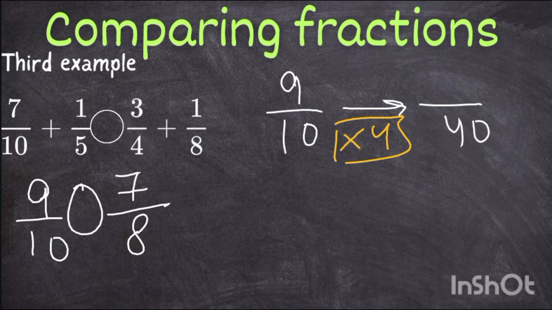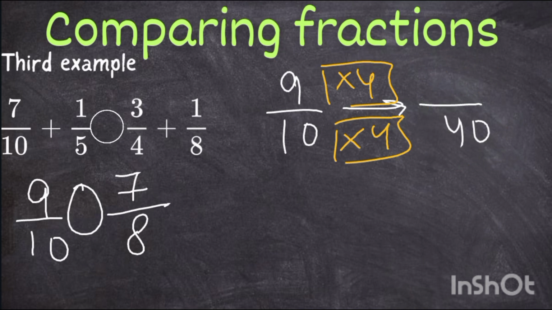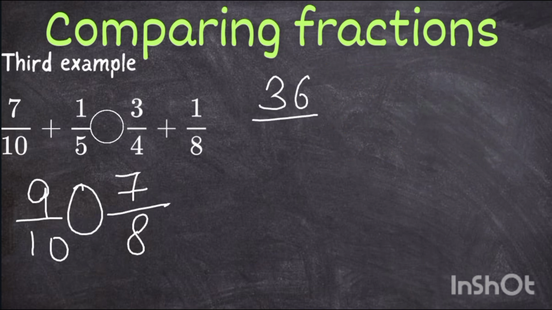Whatever we multiply in the denominator, we need to multiply in our numerator. So 9 multiplied by 4 is 36. It means 9 by 10 is converted to 36 by 40. So our first fraction is 36 by 40.